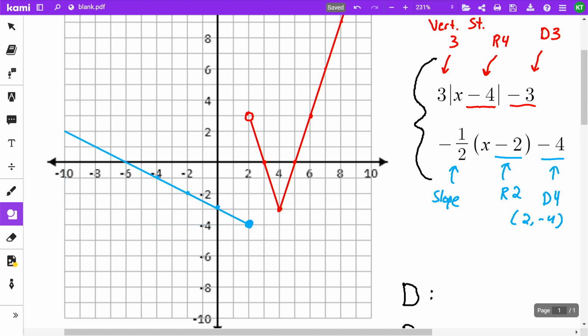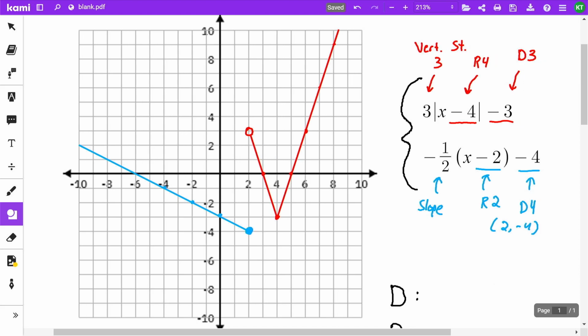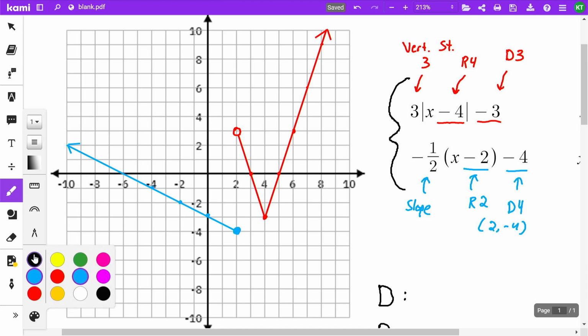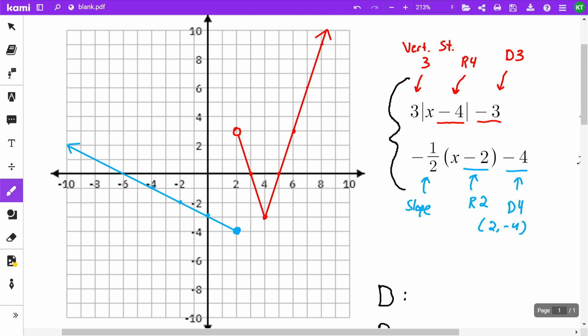So I would have a graph of the piecewise function that looks like this. And again, I can assume this is going to go on forever here, and this is going to go on forever this way here. So that would be how I would graph my piecewise function using my transformation rules. You also can make a table, or you can draw them both completely and erase based off of our domain restrictions.